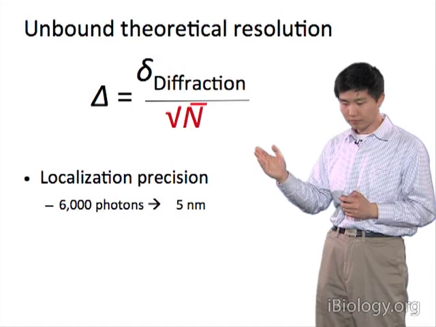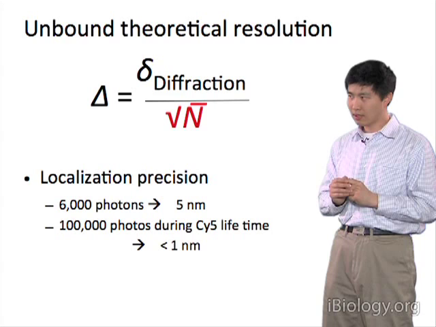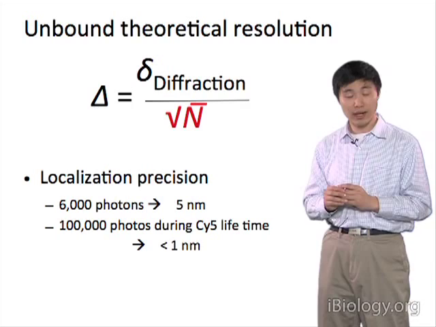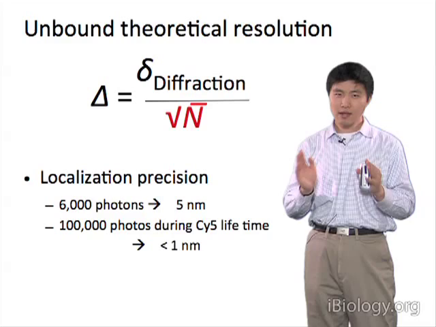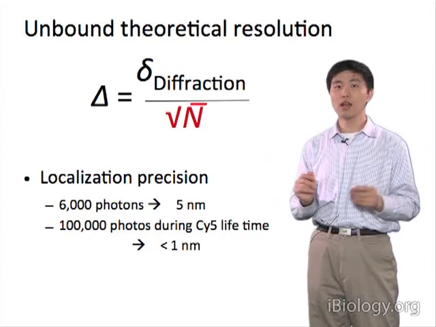And this is when the dye is photo-switching. If you consider all the photons that we can collect from this dye, it goes easily to 100,000, and that's less than 1 nanometer. So this sounds extremely impressive, but this is just our localization precision. And in practice, there are a lot of limitations. One of the limitations is the size of the fluorescent probe itself.